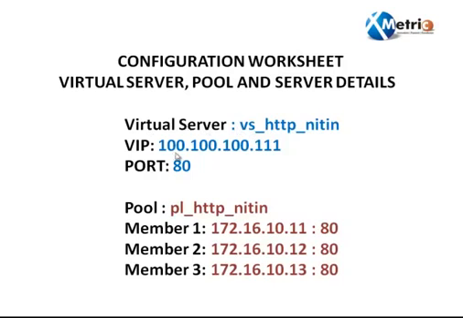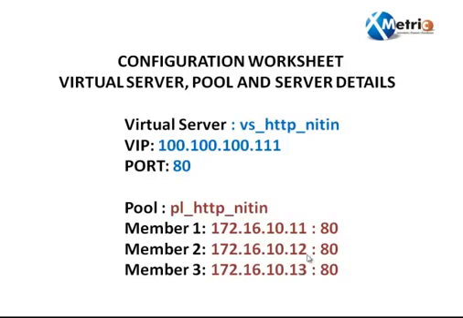The virtual server name will be vs_http_Nitin, and the virtual IP on which the internet traffic is coming, where the LTM will be listening, is 100.100.100.111 and the port will be 80. The pool name again is pl_http_Nitin. Member 1, which is server number 1, will be 172.16.10.11 port 80, then 172.16.10.12 port 80 and 10.13 port 80. So these three servers we are using for load balancing.